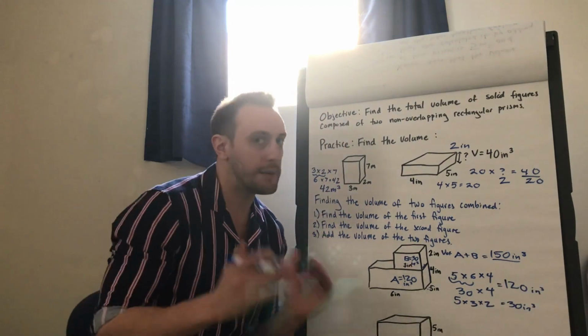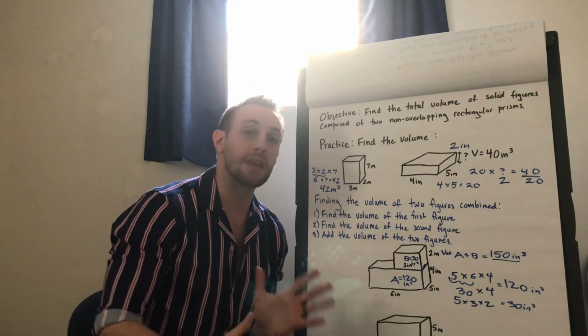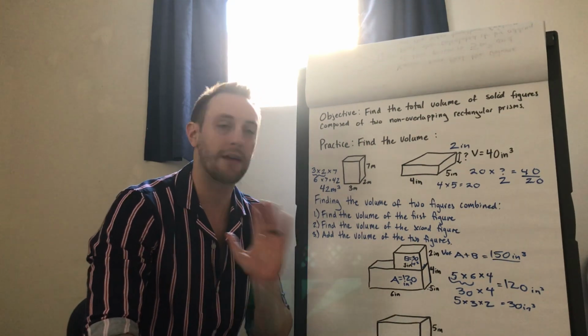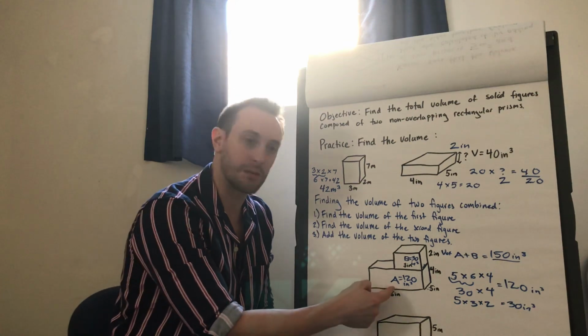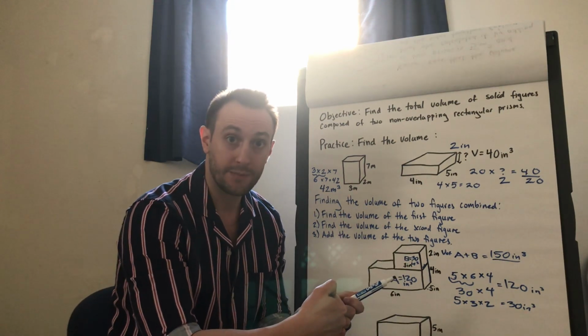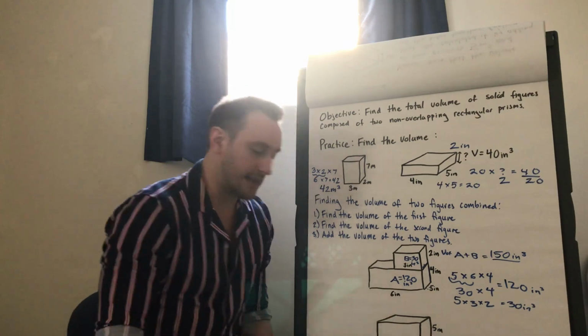All right, so there's a little bit more of a process than yesterday and the day before, but it's not anything you can't do. It's nothing you haven't learned. All you're doing is finding the volume of two objects and then combining them, adding them together. Okay? So let's take a look at the next one.